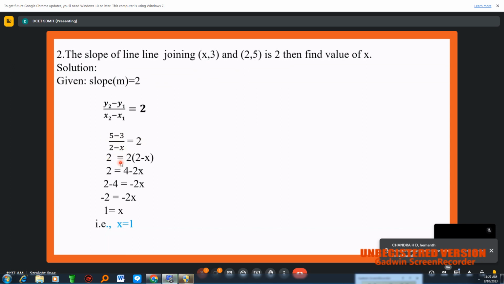On cross multiplication you will get 2 into this term, that is 2 minus x. Multiplying here, we get 2 into 2 is 4 minus 2 into x is 2x. So on solving, 4 goes to the other side and becomes minus 4, so minus 4 is equal to minus 2x. That is nothing but minus 2 is equal to minus 2x. So x is nothing but minus 2 divided by minus 2. On cancelling you will get the value as 1. Therefore the x value is 1.